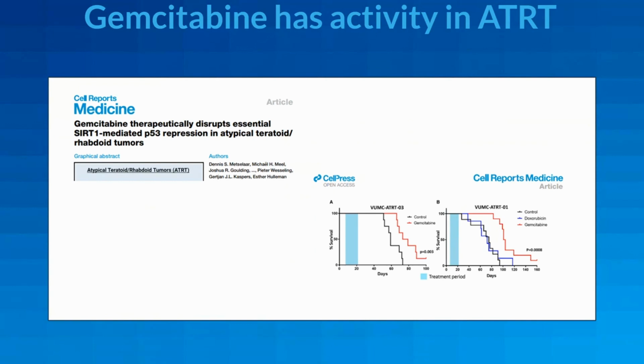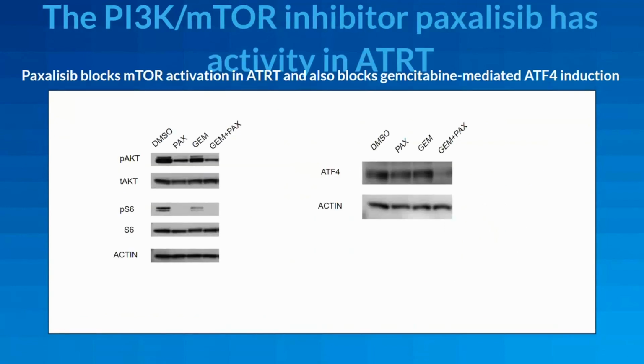They just published this paper showing gemcitabine as a single agent works well in ATRT, extending survival. It's this Kaplan-Meier curve. And so, we wanted to ask, could paxalosib, or Pax here, and gemcitabine work together? And in the blot on the left, you can see that there's decreased mTOR, as measured by phospho-AKT and phospho-S6, with paxalosib. But most importantly, in the blot on the right, and this is still early days, it seems like gemcitabine increases the expression of ATF4 a little bit, increasing the stress.